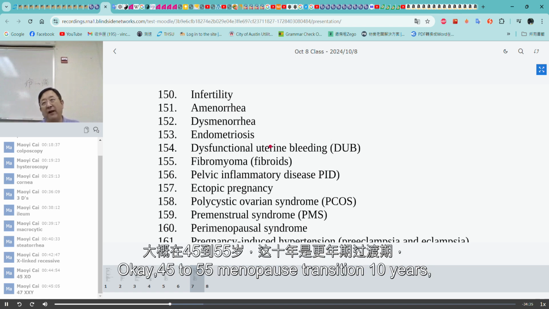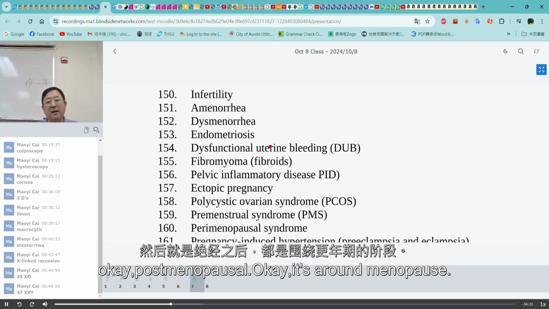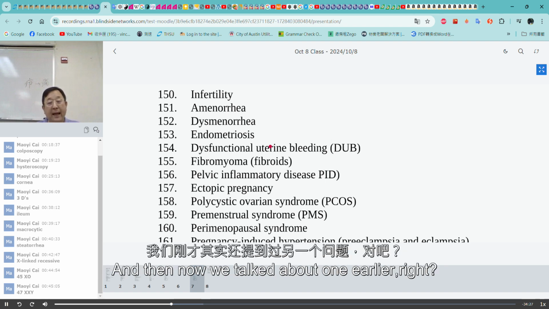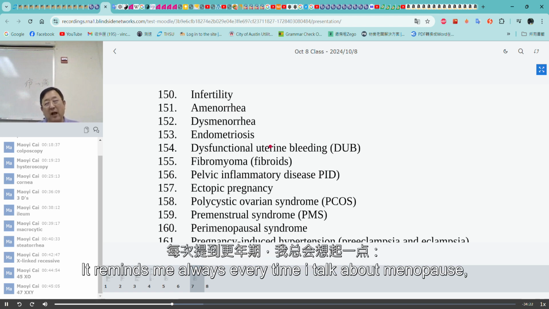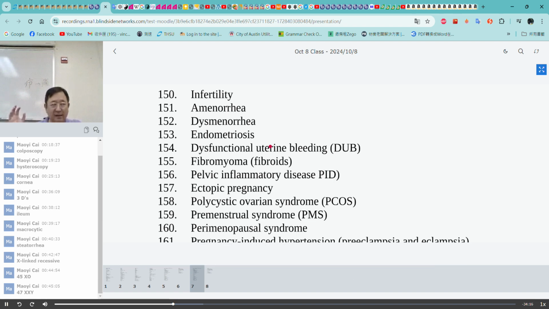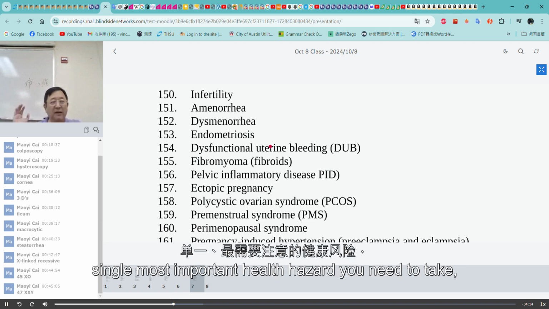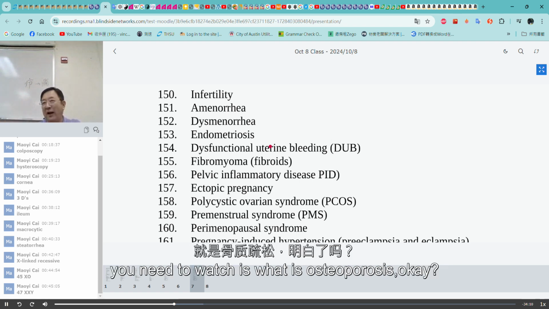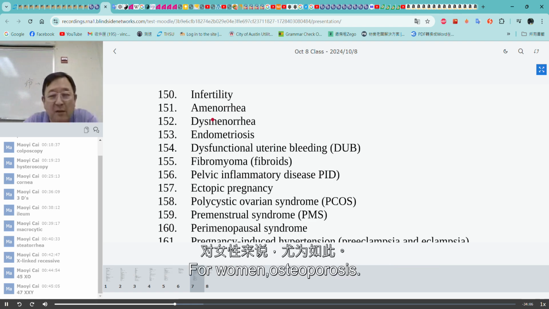Okay, 45 to 55. Menopause transition, 10 years. Okay, postmenopausal. So around menopause. And now we talked about one earlier, right? It reminds me always, every time I talk about menopause. Postmenopausal, after menopause. The biggest, single most important health hazard you need to watch is what? Is osteoporosis. Okay, for woman, osteoporosis.